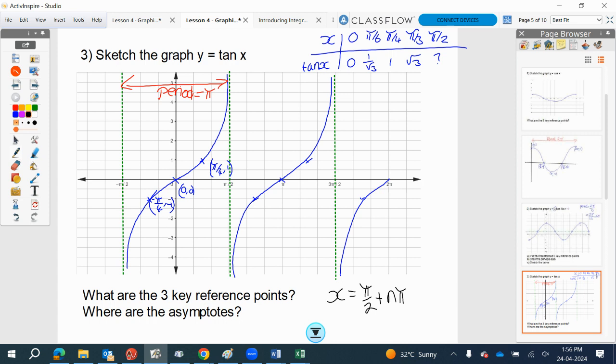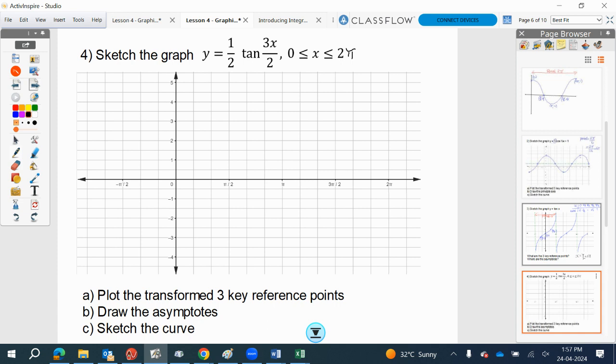So look at the first one. Forget the period for a second. Look at the first one. Do we stretch this or do we compress it? Do we move it? And then you put all the subsequent ones different periods are possible. Once you've got those in place, it becomes quite easy to figure out what your 3 key reference points are and sketch it. Have a go at solving this problem now.